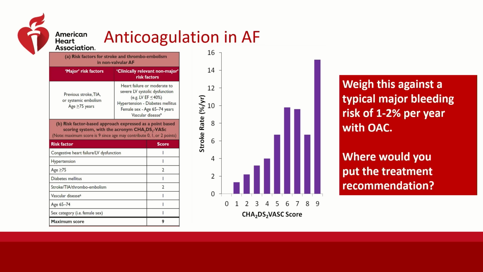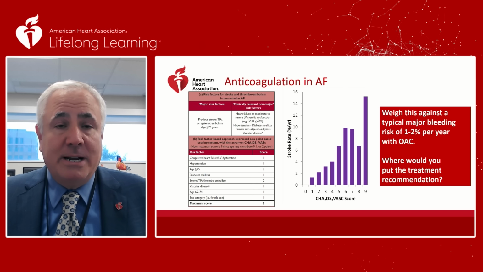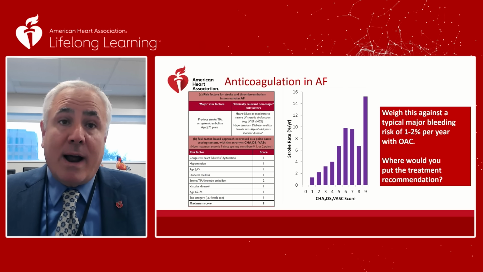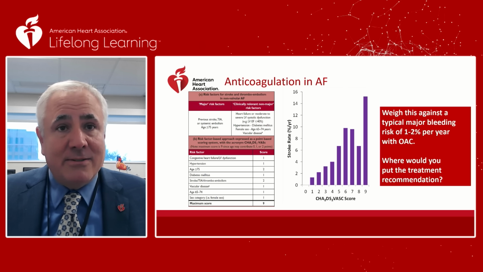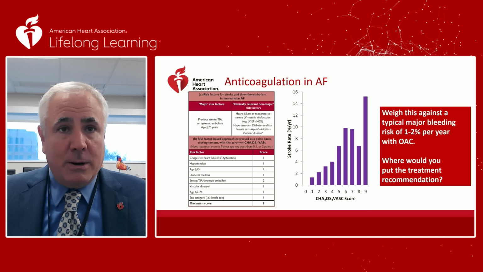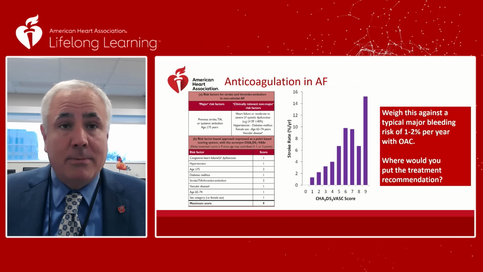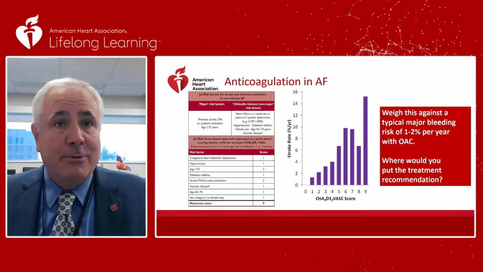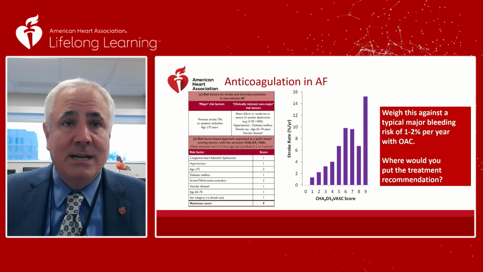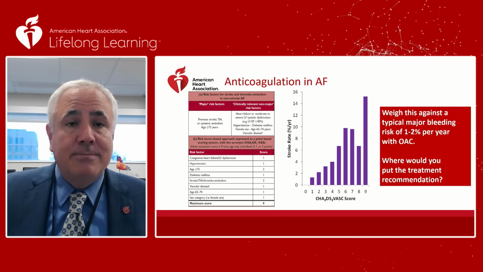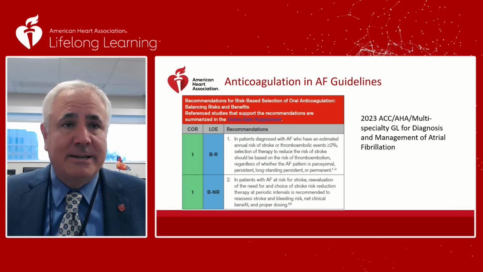And sure enough, if you put these two pieces of information together, it looks like around 2% per year is our break-even point. And that may be where we want to put our decision threshold to say anybody above that threshold probably ought to be treated because we're more likely to prevent a stroke than to cause a major bleed. Anywhere below that threshold should be a conversation, most likely.